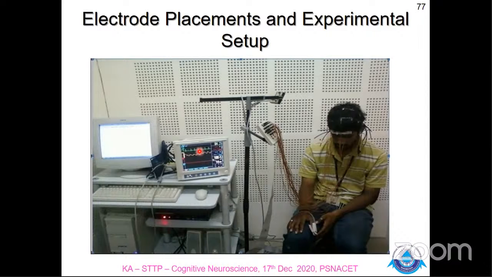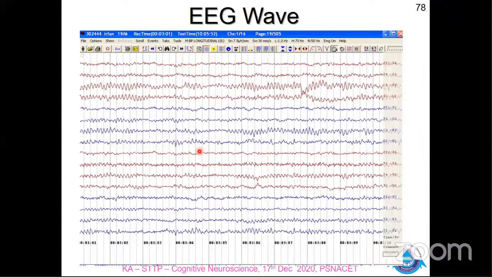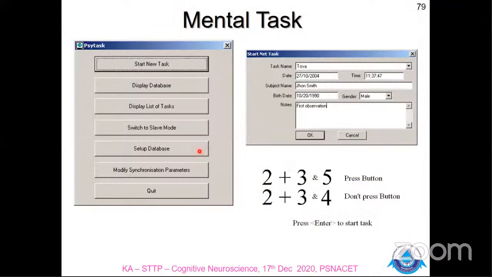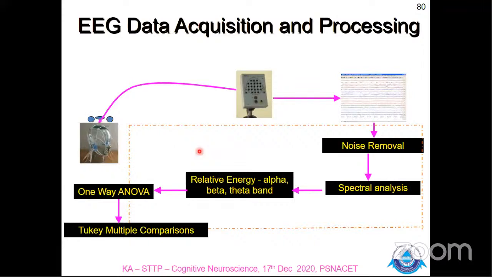But in this present talk, I consider only the EEG-related results, with few things on the cardiovascular side. This is an EEG signal. How does it look during recording? This is a mathematical task, a mental task, that we give while the subject is listening to the music. On the signal processing side, they take the EEG signal, do noise removal and spectral analysis, extract some other features, and do some statistical analysis. Finally, we conclude some results.